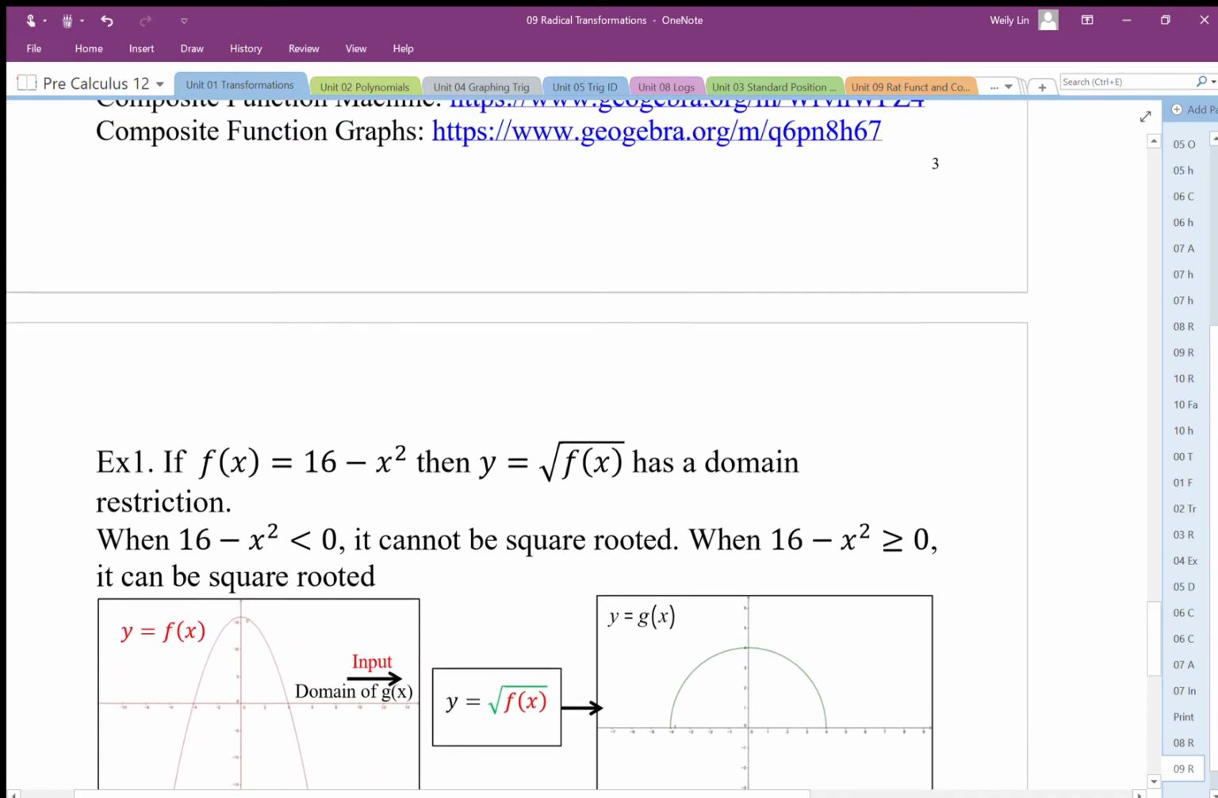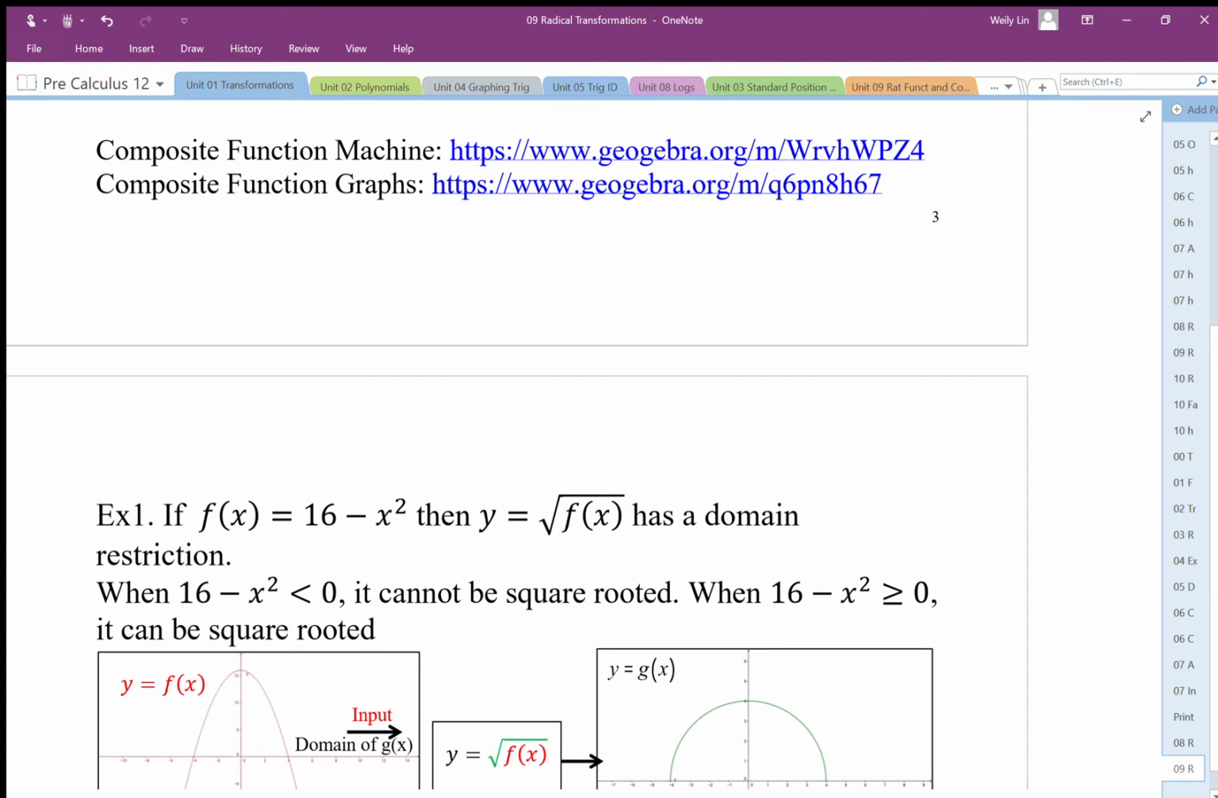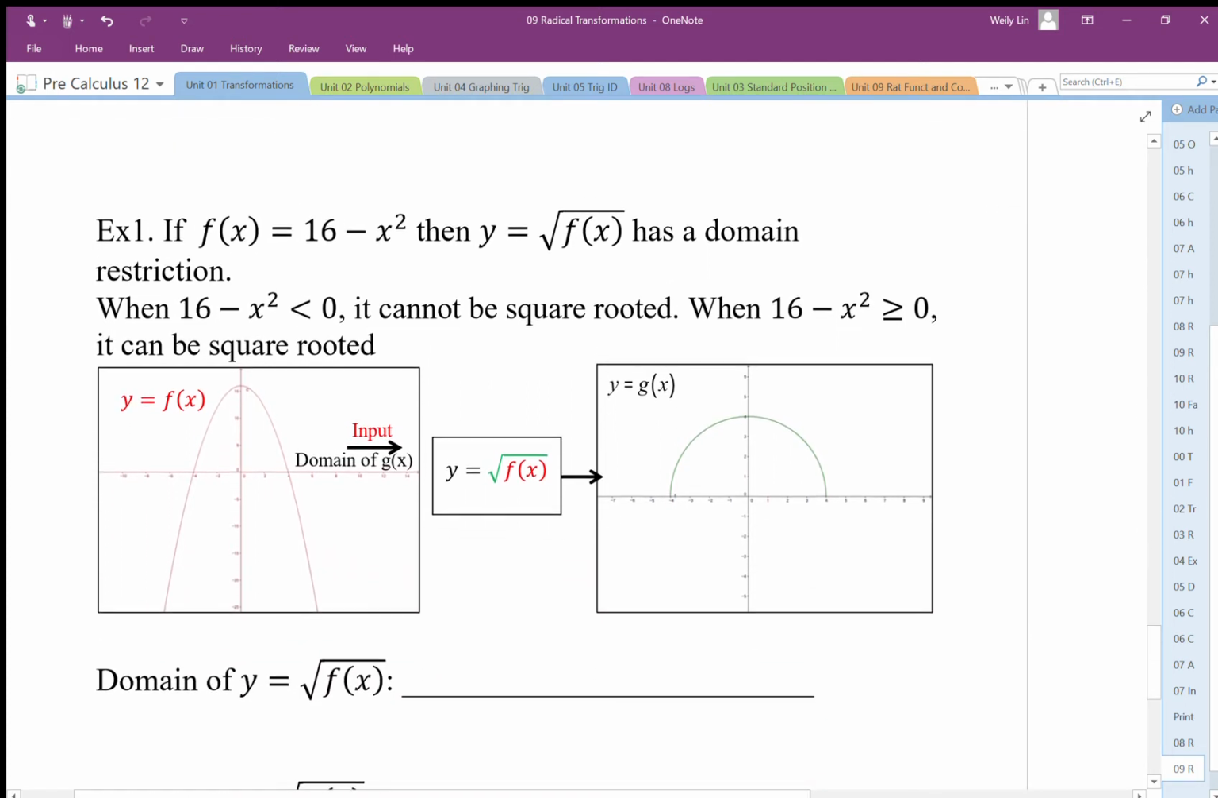So I've given you some links here which you can practice just putting in some random functions and seeing how the square root outside function can affect the domain of the inside function. Okay, so here we have our inside function is going to be this upside down parabola, 60 minus x squared. So this is our inside function. Okay, and then the output of this is going to be applied to the outside function, square root.